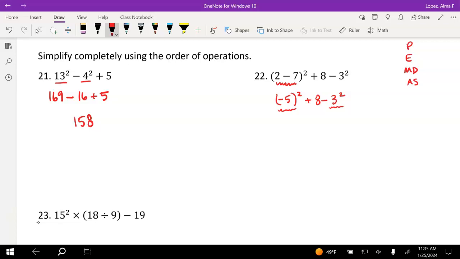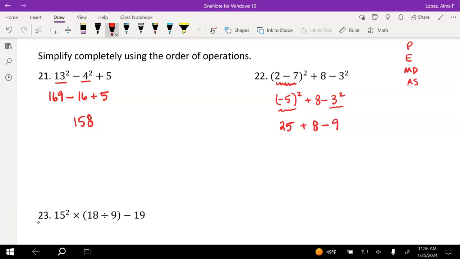Now when you put this into the calculator, make sure that you put the negative sign inside the parentheses. So you do parentheses, negative 5, parentheses, squared. Remember, some of your calculators you put the negative in before, some of them you put that negative in after. And by now you're comfortable with your calculators, so you'll be able to do it. Negative 5 squared is a positive 25 plus 8 minus, and then 3 squared is positive 9.